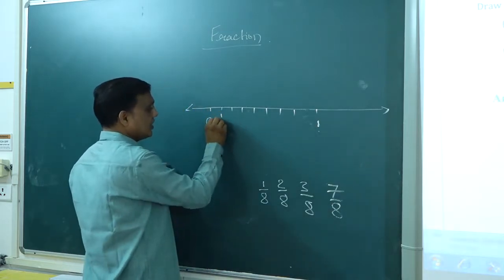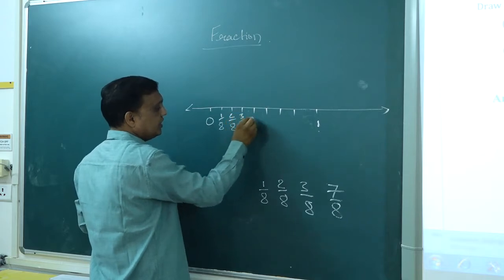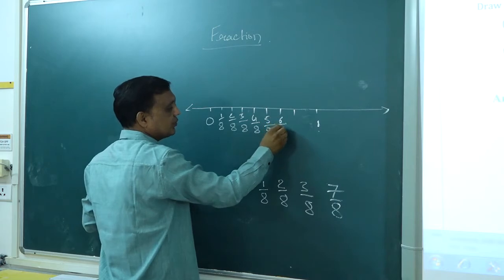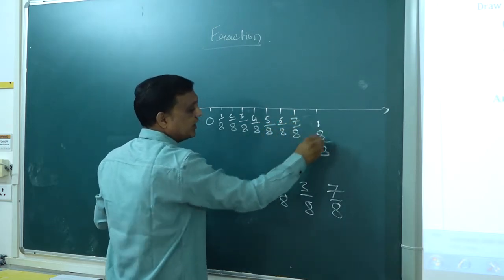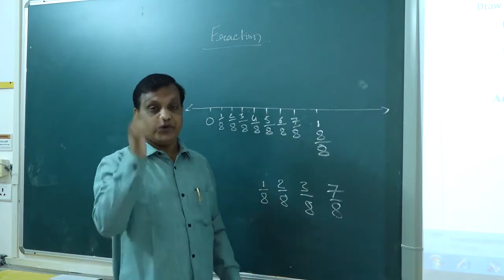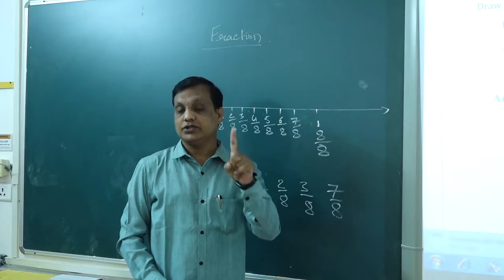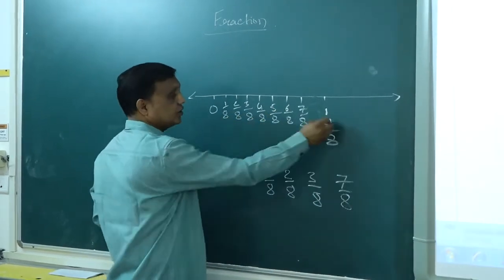So it is 1 upon 8, this is 2 upon 8, this is 3 upon 8, this is 4 upon 8, this is 5 upon 8, this is 6 upon 8, this is 7 upon 8, and this is 8 upon 8. 8 upon 8 means again 1. If numerator and denominator are same, so that we assume one whole number. So I divided that into the 8 parts.